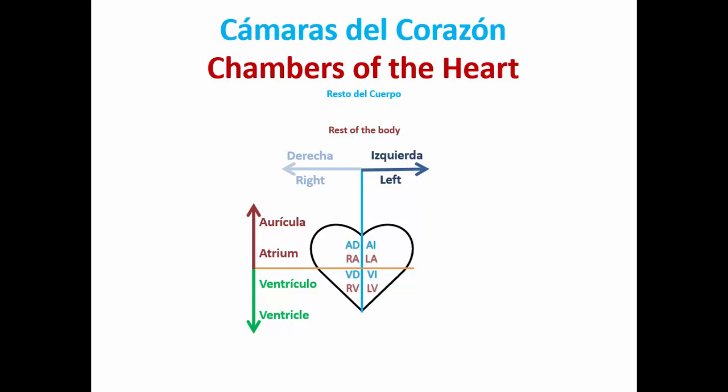And we have four chambers, as you can see here. It's actually divided into right and left halves and top and bottom halves. The top are atriums. The bottom are ventricles. So it's very easy to name. It's the right atrium, left atrium, right ventricle, left ventricle. It's as easy as that.